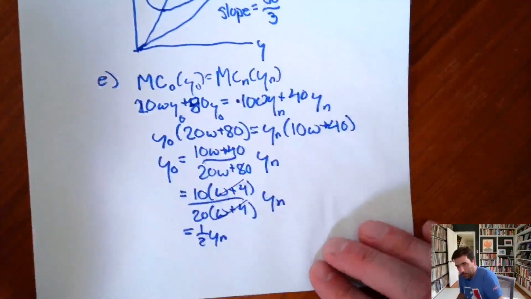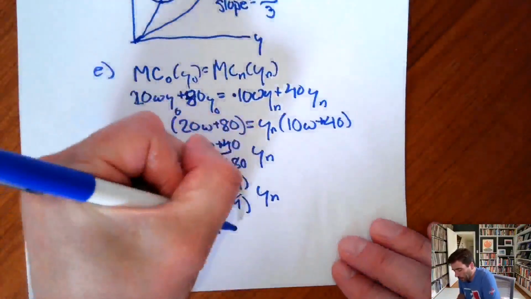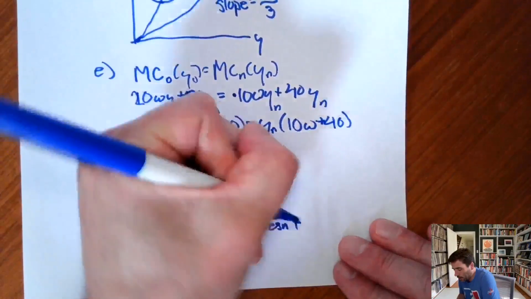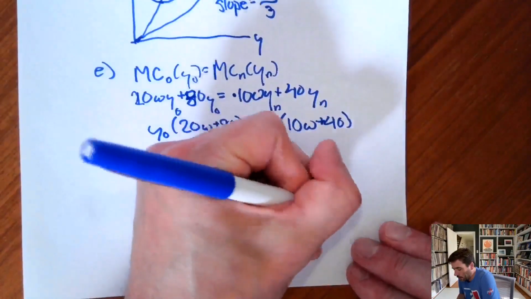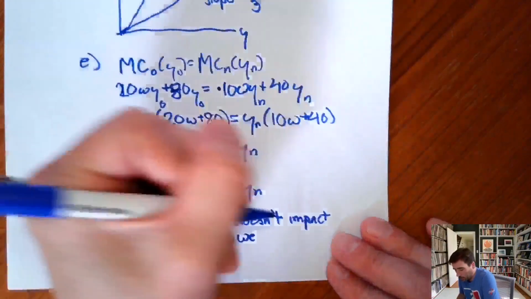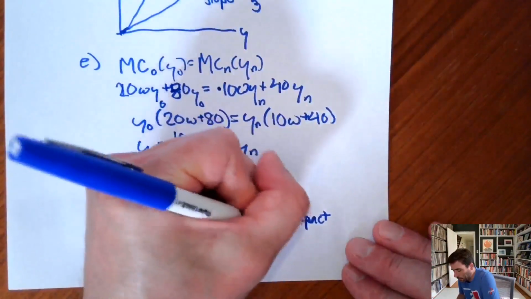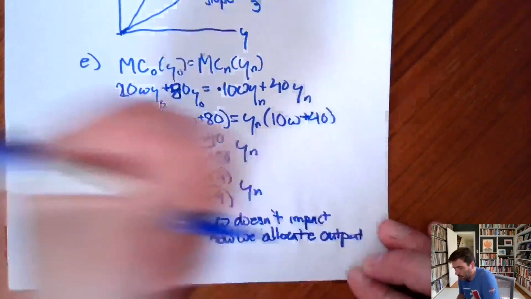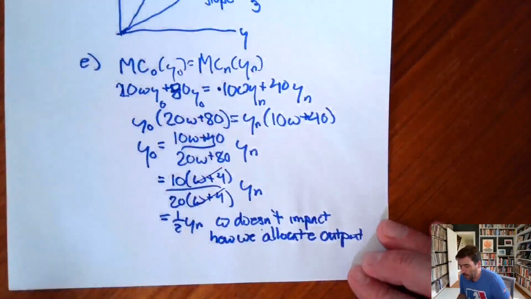So w doesn't matter here. We're going to split the output the same way, right? So w doesn't impact how we allocate output. Right? And so there we are. We're done.